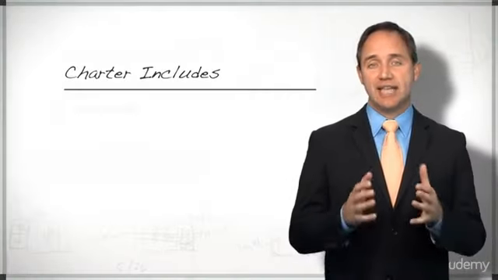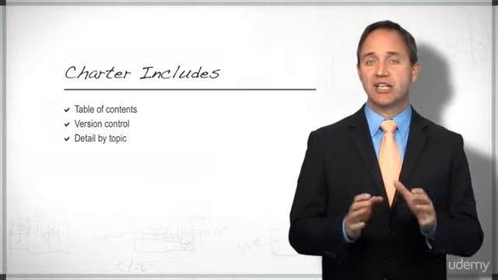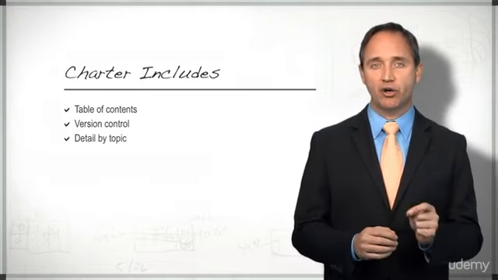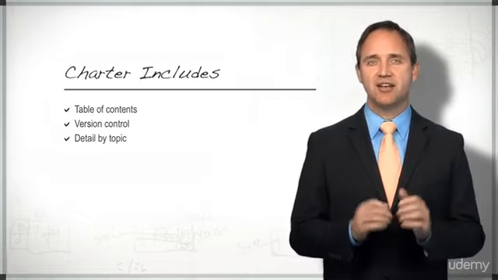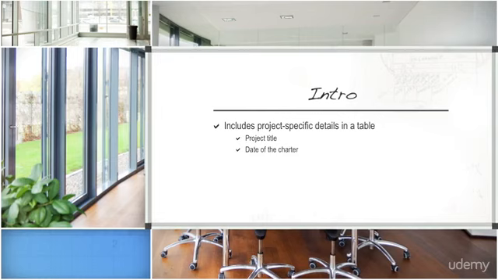Most charters include a table of contents, version control, and detail by topic, which is a key that identifies the topics in numerical order with subtopics numbered accordingly. At the beginning of the document, include project-specific details in a table, including the project title, the date of the charter, and a brief description of the project. The project description may be in the form of a project overview statement that establishes the who, what, when, where, and whys of the project.